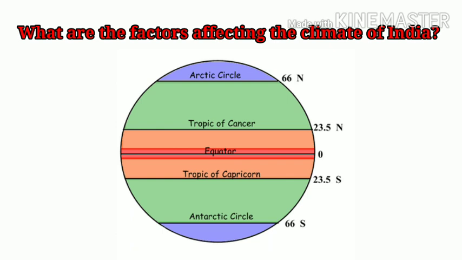Now Tropic of Capricorn is also drawn on 23° 30 minutes south. After this is the Antarctic Circle, which is 60 degrees south, and this part, Tropic of Capricorn and Antarctic Circle, is in your southern hemisphere. So it is very important to explain the lines so that you can understand the importance of these lines.